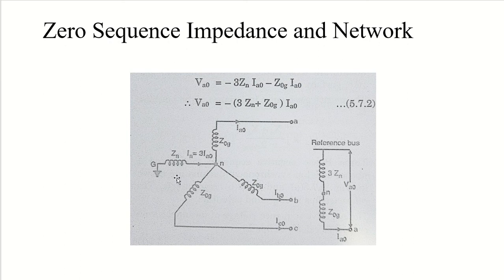So we know the value of Zn, we know the value of Z0G. So you can find the value of Z0, and hence the zero sequence voltage of any point with respect to the reference bus can be given as Va0 is equal to minus Z0 into Ia0. So basically it is the multiplication of current with your zero sequence impedance, taken with a negative sign. So that was your zero sequence impedance for network.